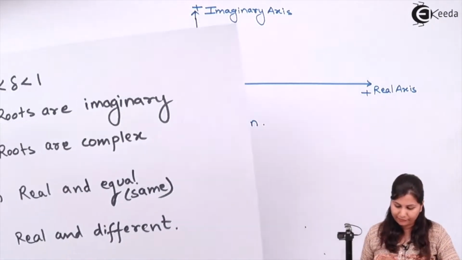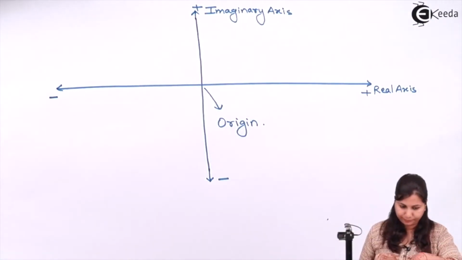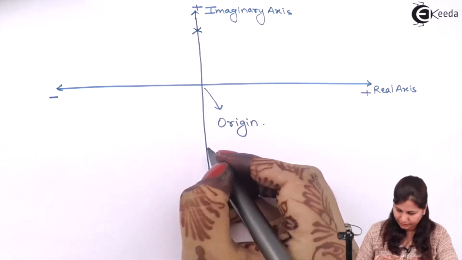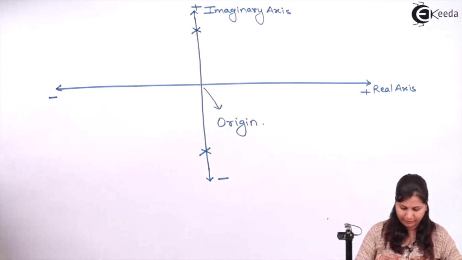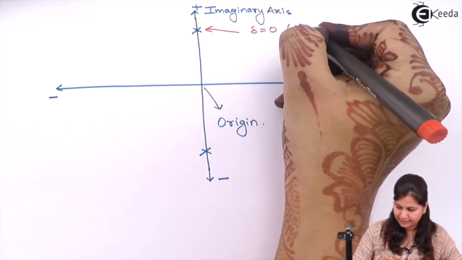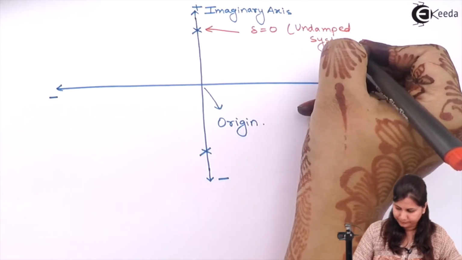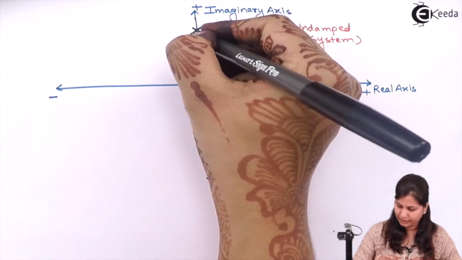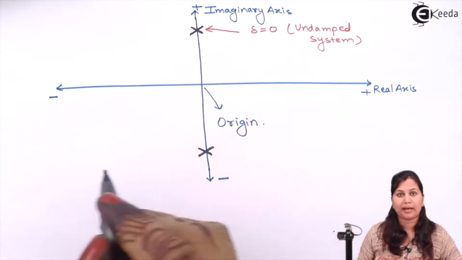First, for del equals to 0, the roots are imaginary. Imaginary roots means they will be plotted either here or here. Here we have del equals to 0, that is the undamped system. Let's mark it with black. Here we have the roots. These are poles, so we represent them by a cross sign.